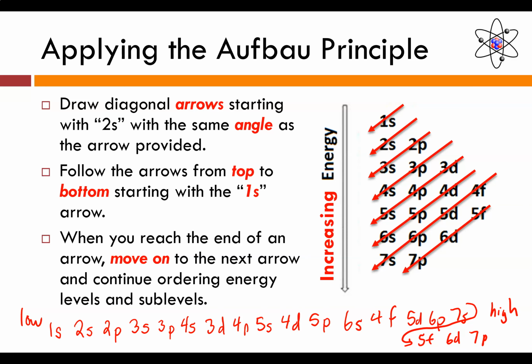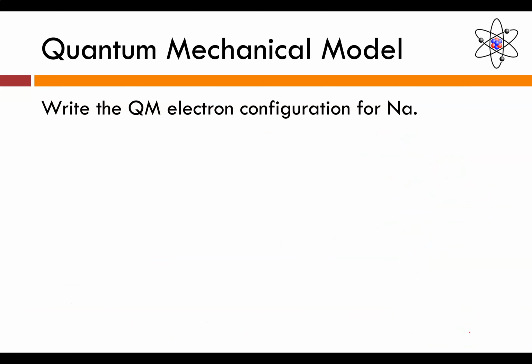Okay, let's try to write an electron configuration applying the Aufbau principle. Let's look at sodium. If you find sodium on the periodic table, you'll find that it is atomic number 11. We're only going to be writing electron configurations for atoms. So sodium, with its 11 protons in the nucleus, will have 11 electrons. We want to start trying to figure out how those electrons fill the energy levels and sublevels.